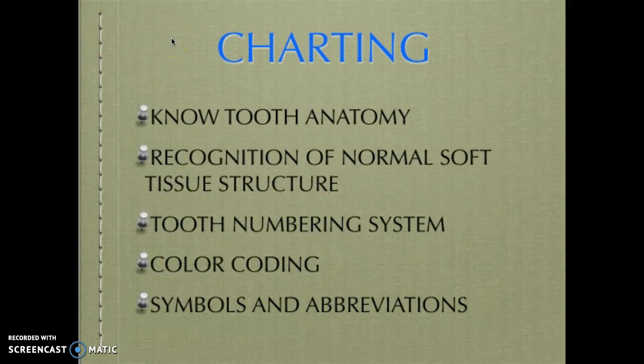Charting. Charting, we need to know as RDAs information so that we're accurate in this procedure. You need to know your tooth anatomy. We need to be able to recognize normal soft tissue structure, the color of a normal soft tissue, the texture of the tissue. We need to remember our tooth numbering system. Most of us use the universal numbering system. We need to know color coding, if that's used in the office, either for manual patient records or computerized patient records, and what the symbols and abbreviations are.